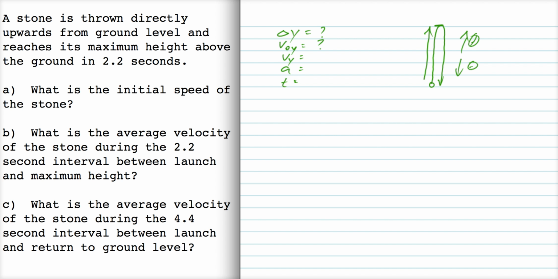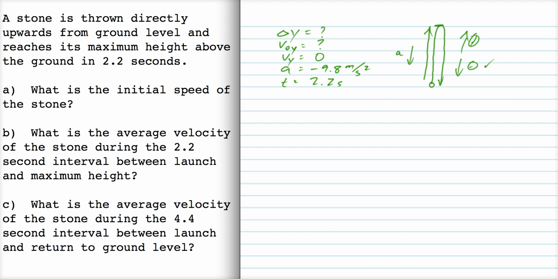At maximum height, we know the y velocity is 0. It's kind of a hidden assumption in all maximum height problems. We know that the acceleration is negative 9.8 meters per second squared, so it's in free fall. Right? The acceleration points down. Down is negative. So there we go. And the time is 2.2 seconds. So we have 3 of our 5 quantities.